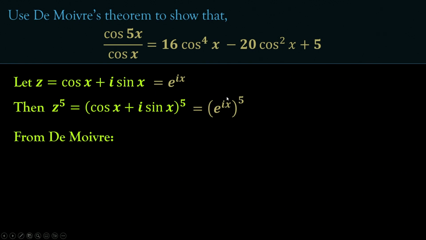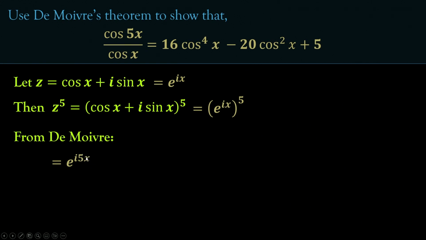Now, using our laws of exponents, we know the 5 just goes in and multiplies the power in there. This is the power law of exponents. So this just becomes e to the power of i times 5x, and therefore this now becomes our new argument.